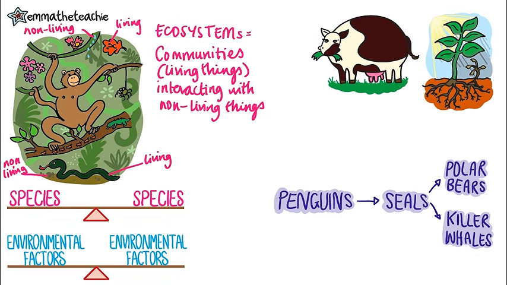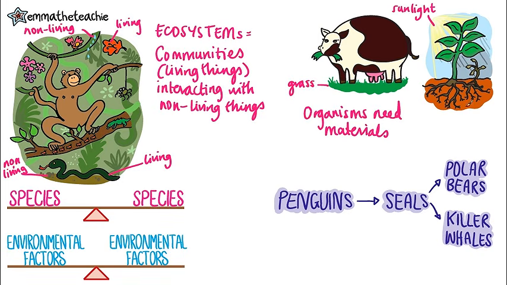To survive and reproduce, organisms require a supply of materials from their surroundings and from the other living things there. For example, cows need grass, and plants need sunlight, water, and nutrients, as well as other things. If one species is removed, it can affect the entire community. For example, if penguins were removed, then the number of seals would decrease, which in turn would affect the numbers of polar bears and killer whales. We'll look at food chains in more detail in a later video.